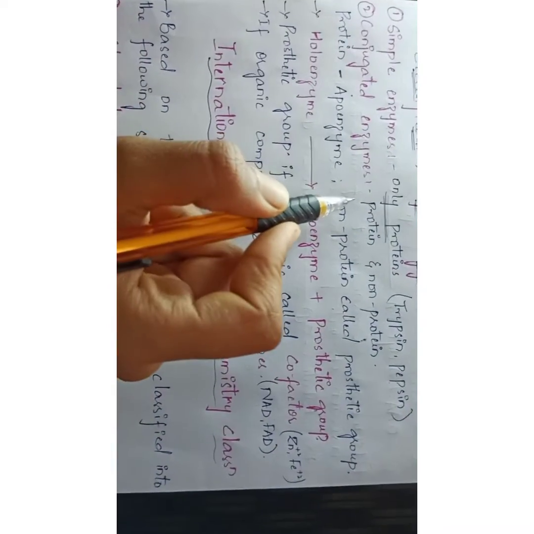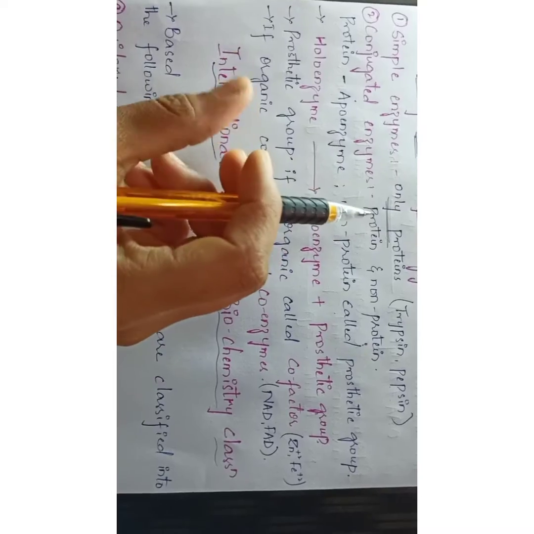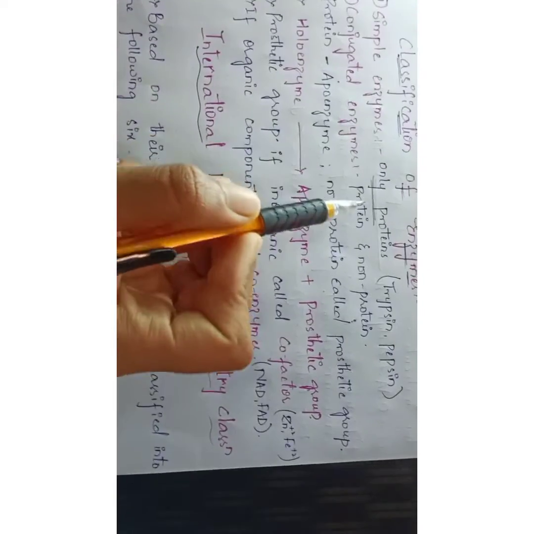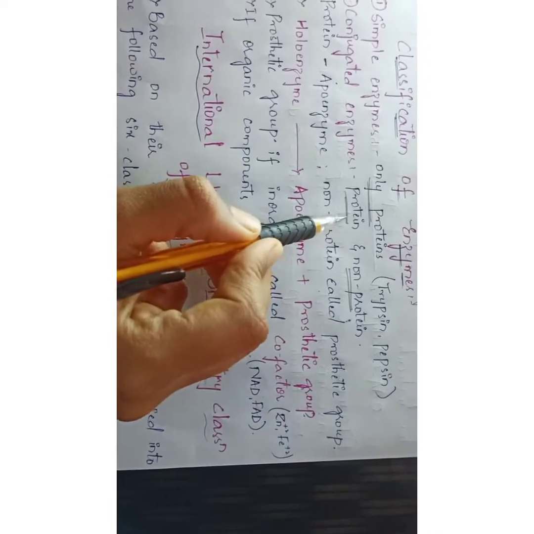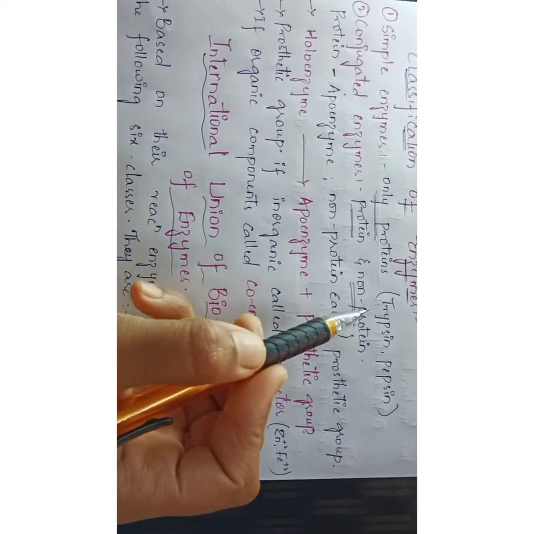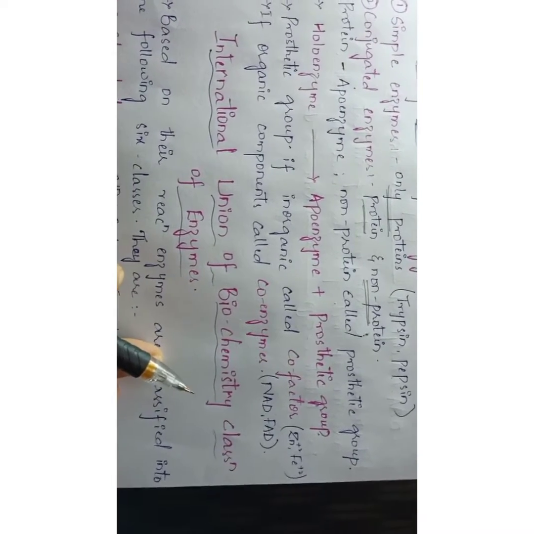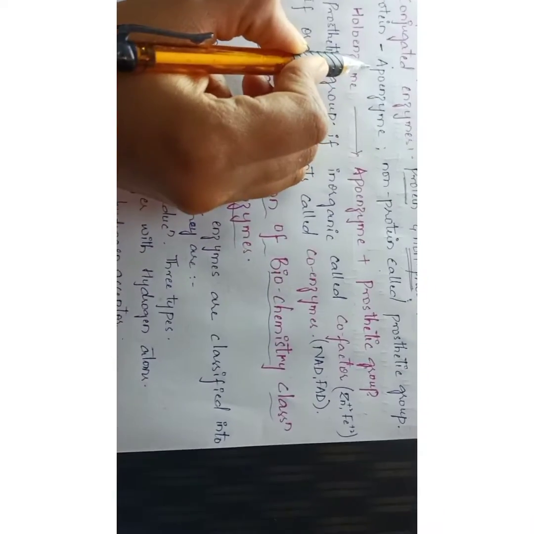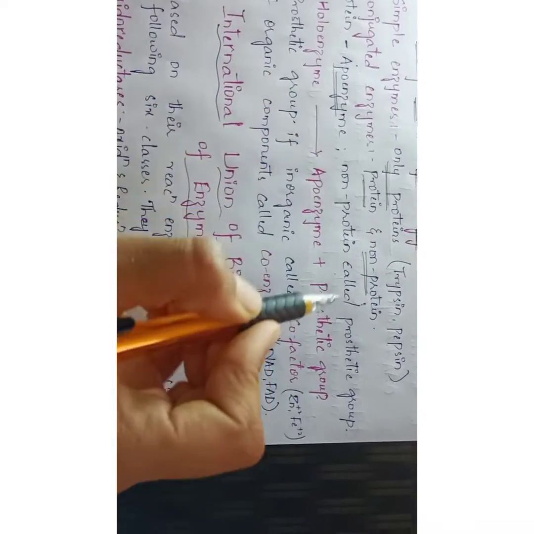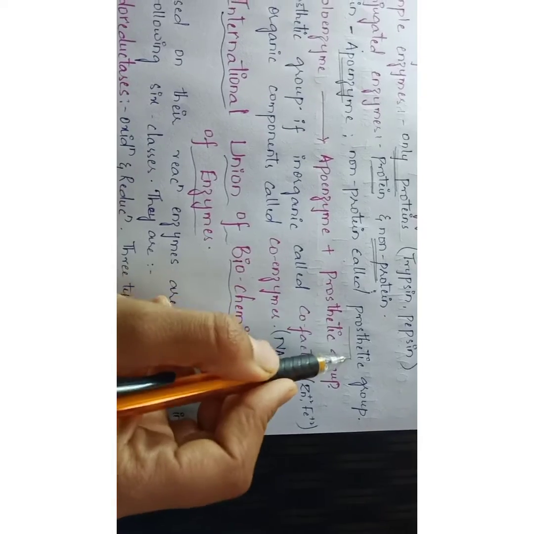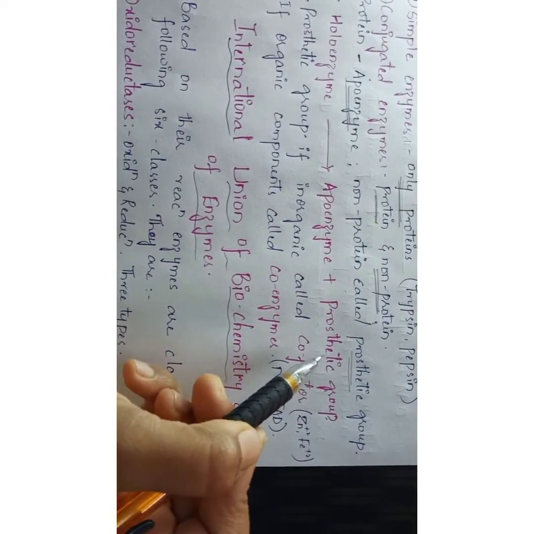Next are conjugated enzymes. What are conjugated enzymes? Conjugated is nothing but the combination of something. Here, an enzyme which is formed by the combination of a protein and a non-protein part is called a conjugated enzyme. The protein part of the conjugated enzyme is called the apoenzyme, and the non-protein part is called the prosthetic group. This prosthetic group may be organic or inorganic.